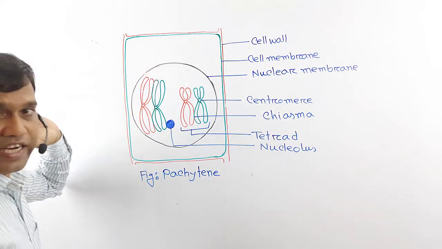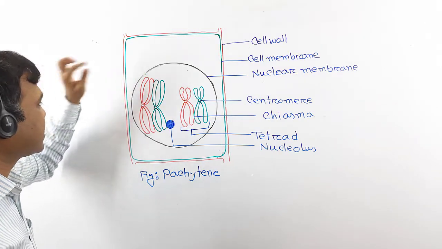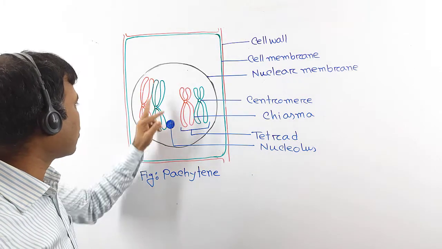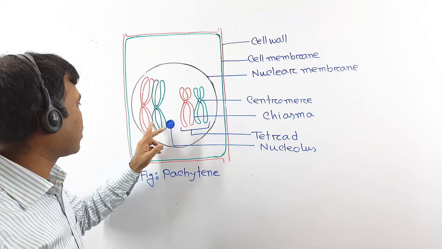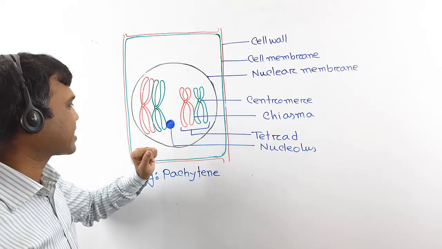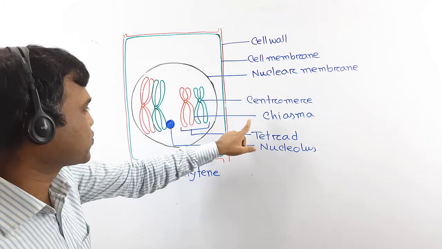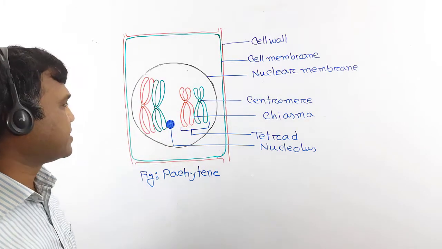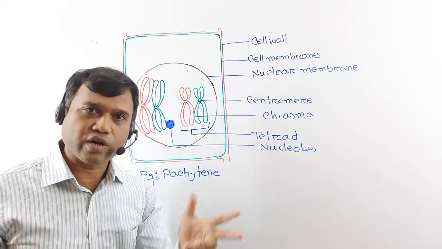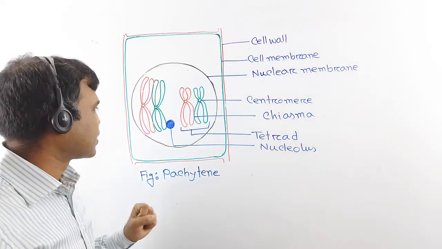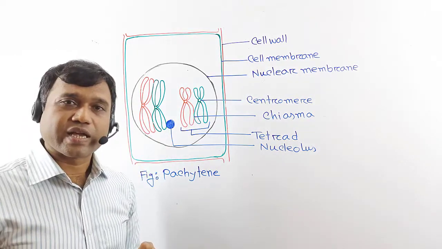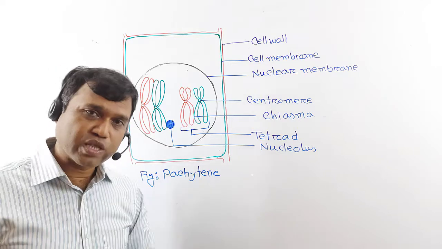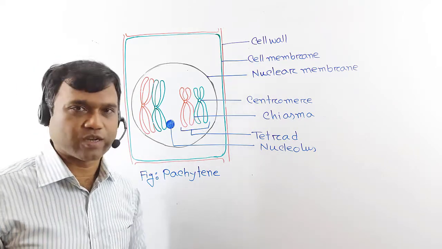Repulsion is created between the sister chromatids and attraction is created between two non-sister chromatids. As a result, in two or more places of a bivalent, an X-shaped structure is created. This position is known as chiasma. At the chiasma, the chromatids break down and rejoin in the opposite way. That means at this time an exchange is created between two non-sister chromatids. This exchange between the non-sister chromatids is known as crossing over.